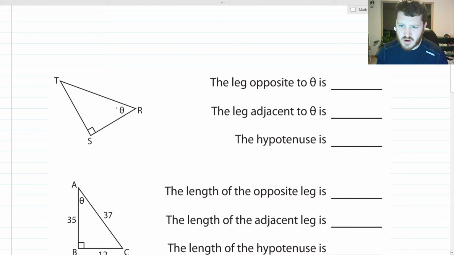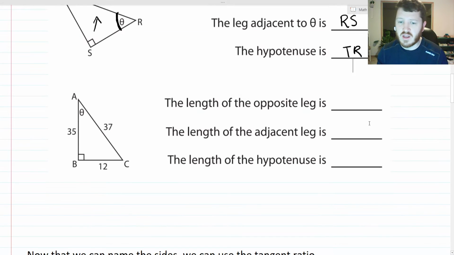If this is our angle, which leg is opposite to the angle? That's going to be TS. The leg adjacent is RS, and the hypotenuse is always the longest side. It's always the side across. It's TR.